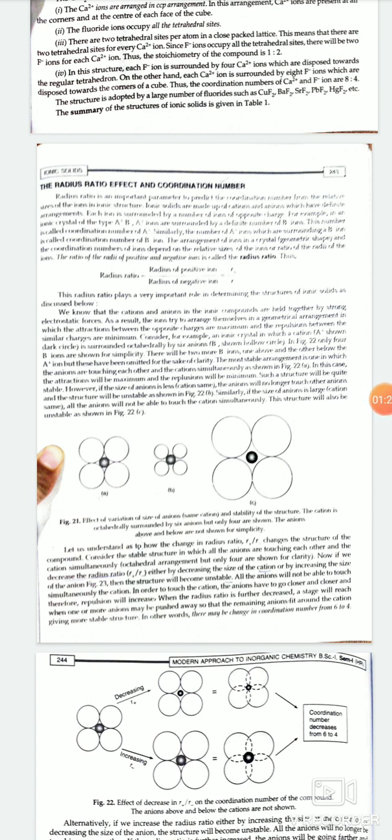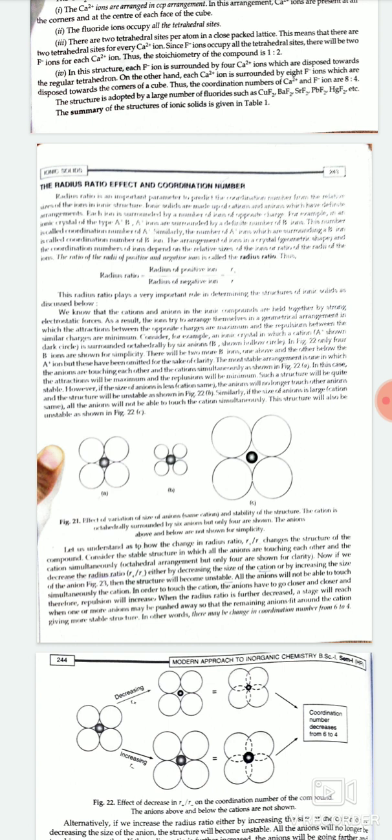We know that the cations and anions in the ionic compounds are held together by strong electrostatic forces. As a result, the ions try to arrange themselves in a geometrical arrangement in which the attractions between the opposite charges are maximum and the repulsion between the similar charges are minimum.